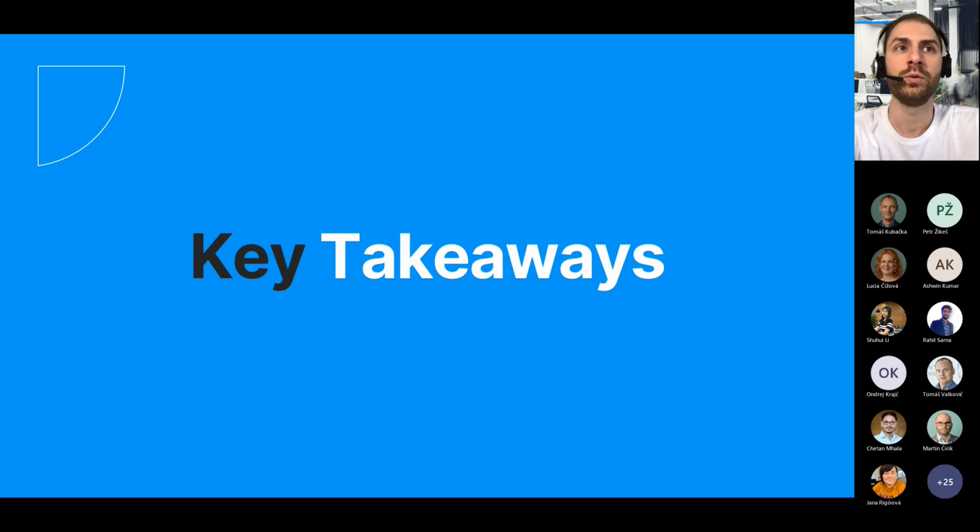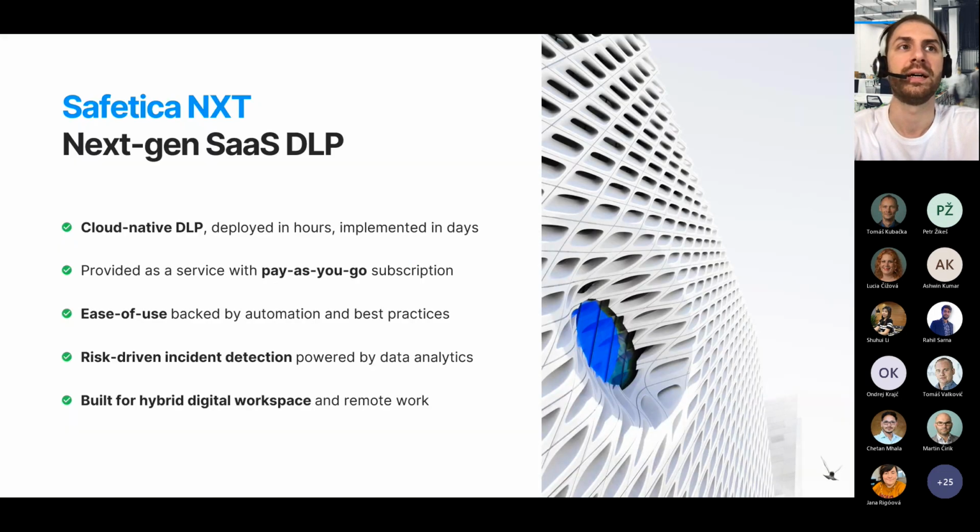So we are getting to the end. What are the key takeaways? I would just remind you that Safetica Next is cloud native DLP. It's super fast to deploy, in a matter of hours, and implementation in days. It's provided as a service with pay-as-you-go subscription with monthly or annual billing. It's super easy to use because it uses a lot of automation and pre-configured templates based on our best practices that we've collected with Safetica One during the many years.